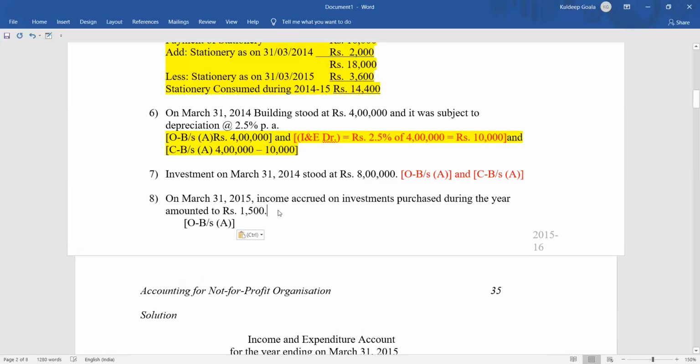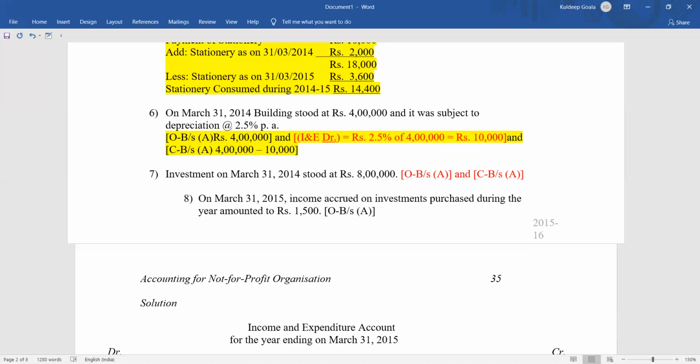It will once appear in the income and expenditure account. In fact, you can say that it will be added in the income and expenditure account, and again it will come in the closing balance sheet asset side. I hope all of you have understood it now.